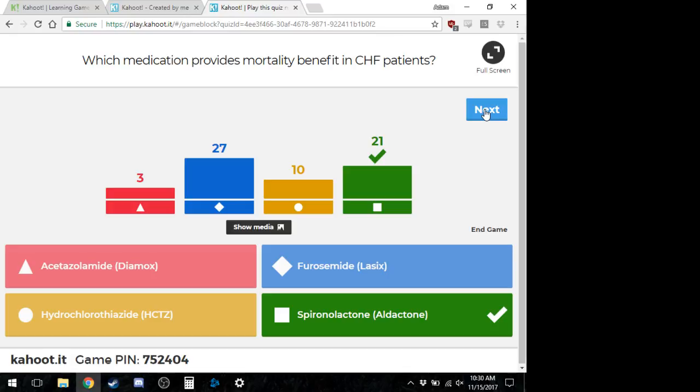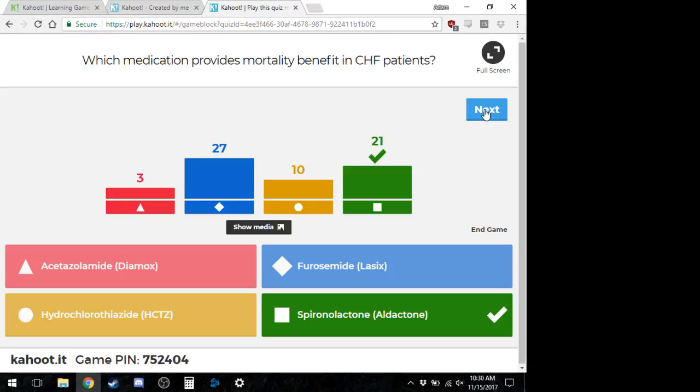How about Lasix? Does that provide any mortality benefits? No, it is good for getting off fluid, and it can help with symptomatic control, but actually has not been shown to have any benefit on mortality. So that would be incorrect. Good for symptoms, not for mortality. It's important to keep those distinctions in mind when you're coming up with drug therapy for patients.